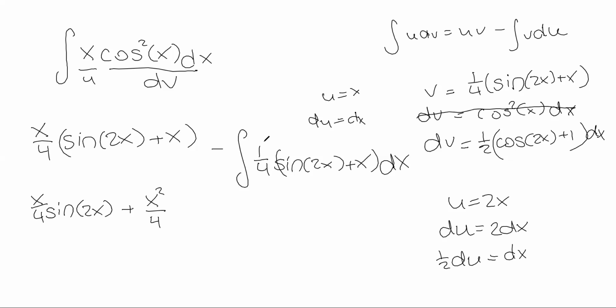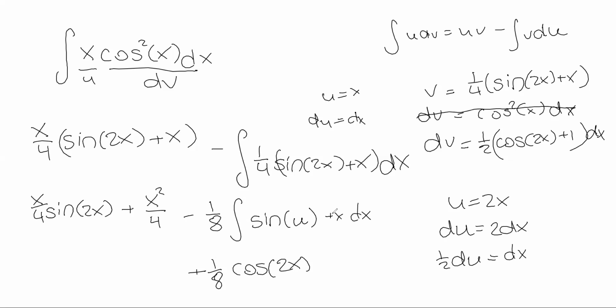So we have a 1/4 out front. We're going to combine that with the 1/2 from our du. We're going to make this into minus 1/8 sine of u plus x dx. So the antiderivative of sine is going to be negative cosine. We already have a negative out front, so we're going to have a negative cosine, which is going to resolve to be a positive cosine. So it's going to be plus 1/8 positive cosine of u, which is 2x. And then the antiderivative of x is just going to be 1/2 x squared.